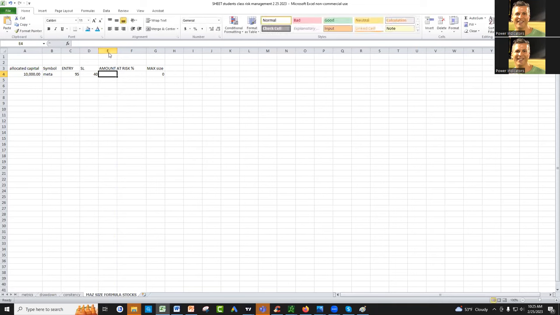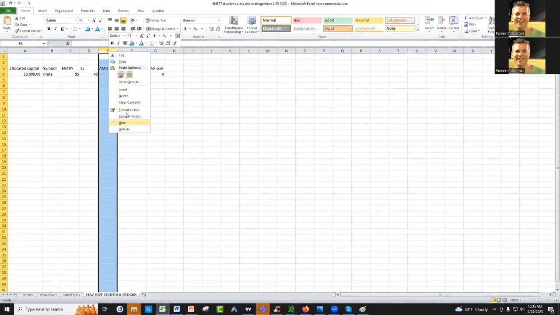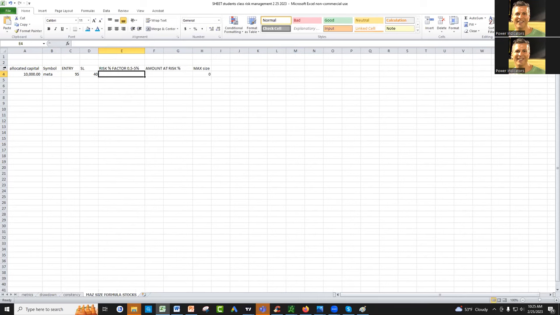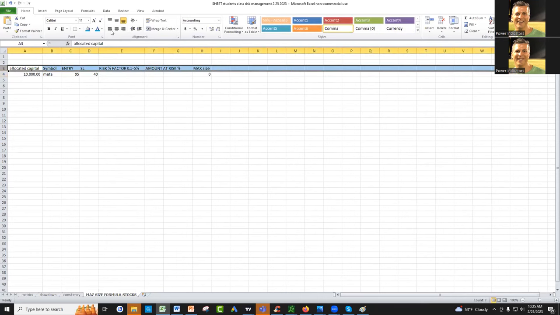And everything will be automated, guys. That's it, boom. Here, risk factor, risk percentage factor between 0.5 and 5%. So this is in your mind at all time that you don't screw it up, you don't put too big of a size, you are doing the right thing and boom.